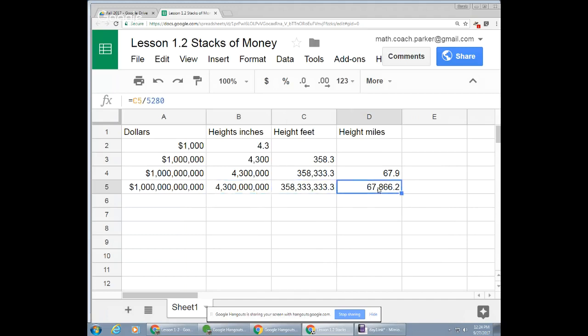All right. That's more inches than I can comprehend, more feet than I can comprehend. A $1 trillion bill stacked would be 67,000 miles. Holy crap, remember, that is miles. A lot of miles. What is that like?